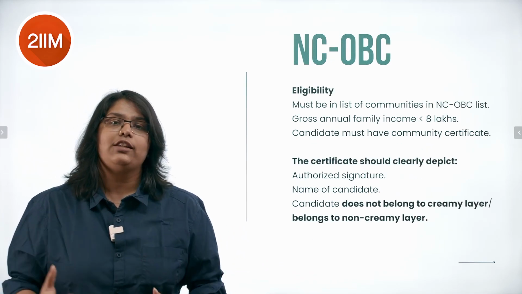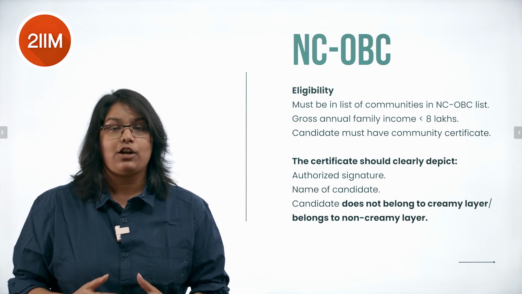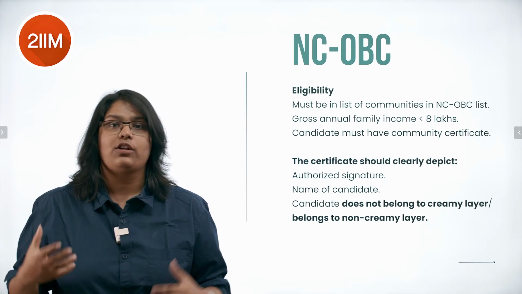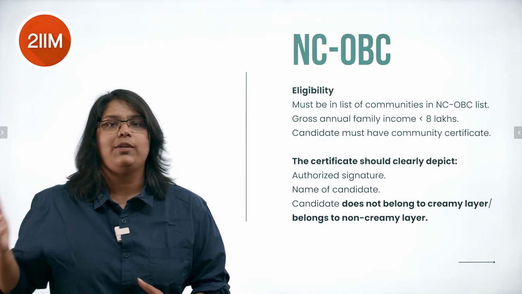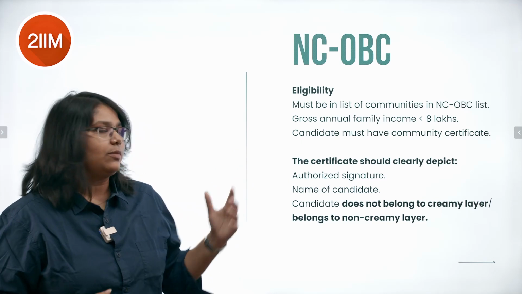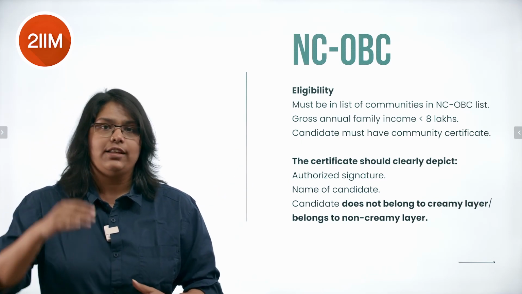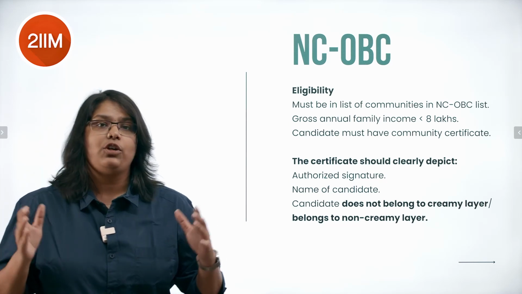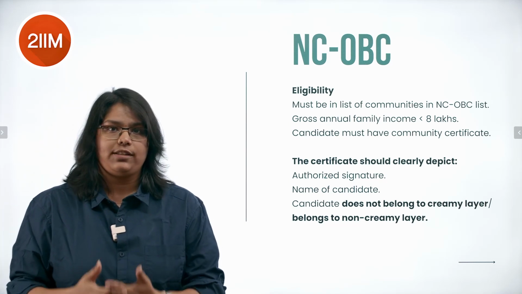Now, when it comes to NCOBC, there are a few eligibility criteria to keep in mind. The gross annual family income, especially the parent's income, is what is considered here, not your income or your sibling's income. So the income must be less than 8 lakhs. In addition to that, they must be in the list of communities that is mentioned in the NCOBC list, which is also found in the CAT website. You must also have a community certificate in addition to the NCOBC certificate.